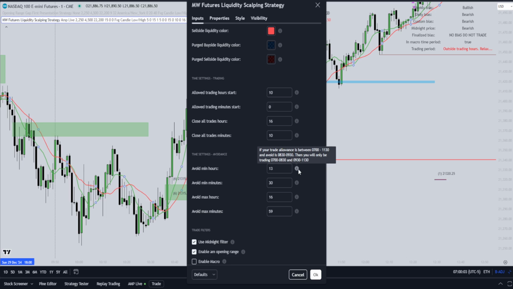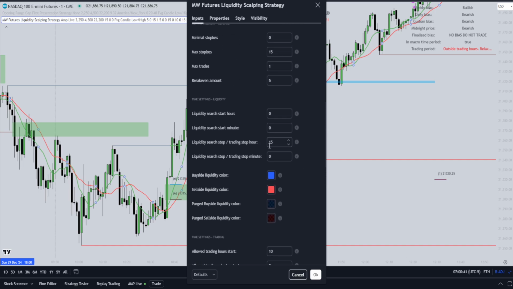explains it. If your trade allowance is between 7 a.m. and 11:30, and your avoid time is 8:30 and 9:30, this means that you will be only trading a session of 7 to 8:30 and 9:30 to 11:30. So in the example of the silver bullet of trading 10 to 11 and 2 to 3, we know that our start time has to be 10. Our avoiding hour will be 11. So we will trade from 10 to 11.